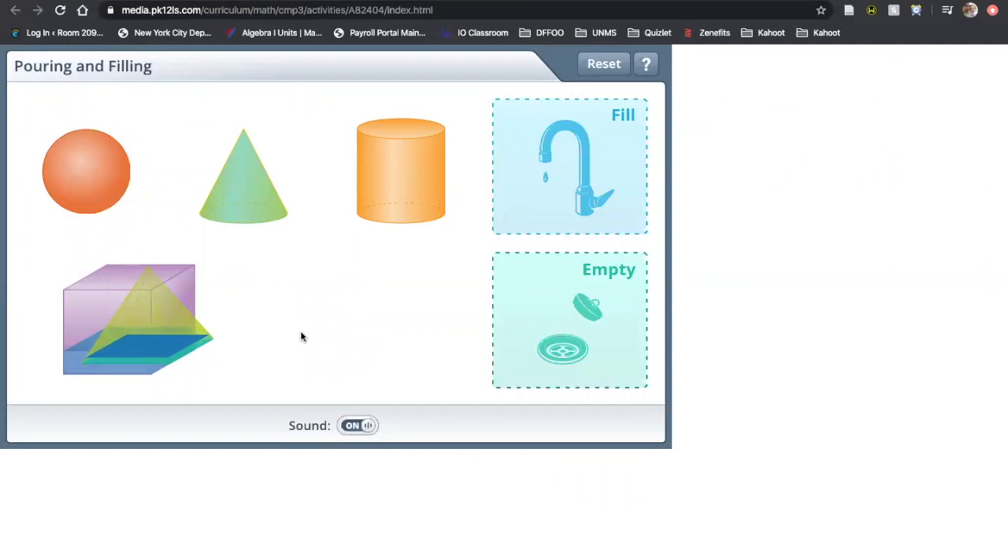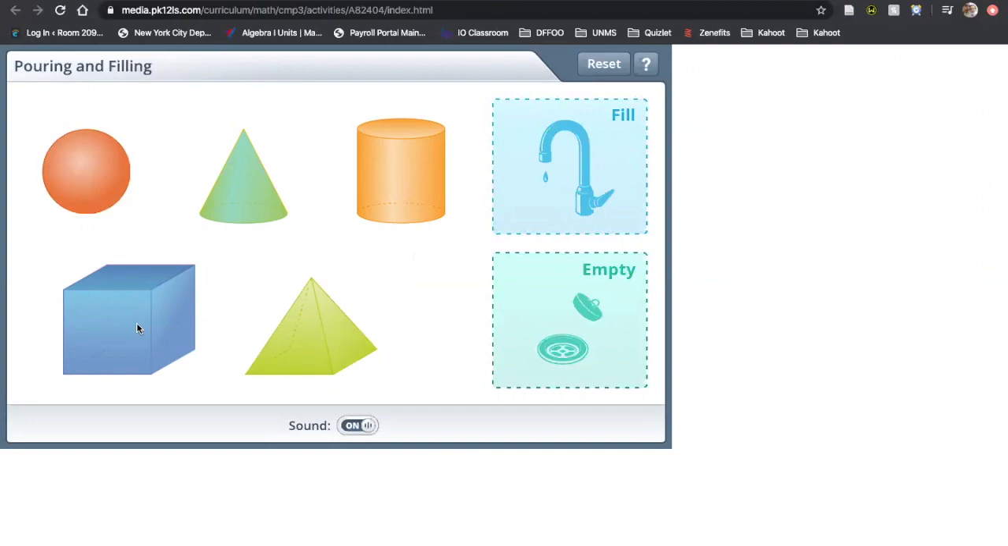So I filled it up once. I'm filling it up twice. Now I'm going to drag this into the cube. And it looks like I can do it one more time. And there we go. Now you can see here that this cube is actually full. So it looks like if I took 3 pyramids, I completely fill up 1 cube, right?